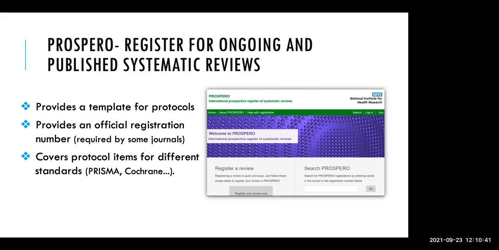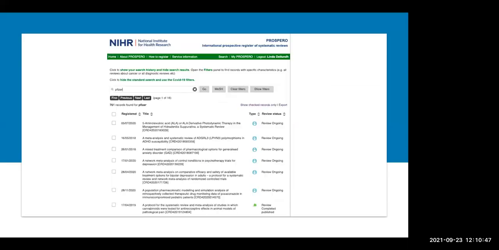The Prospero registration covers protocol items for different standards like PRISMA and Cochrane. And here you can see examples. I just searched on Pfizer in Prospero. This is how it looks. And at the end, I'm not sure if you can see it, but there is a green dot. It's actually mice. So it indicates that that is an animal study, and the other one is a human study.